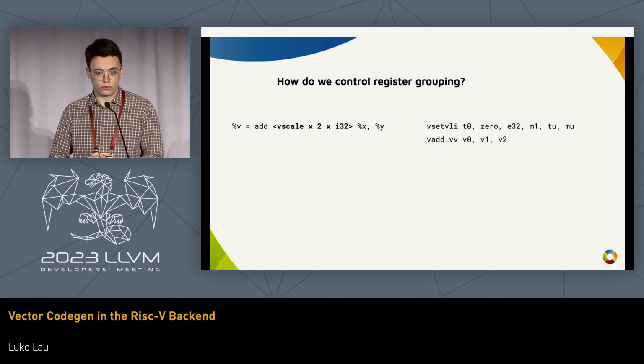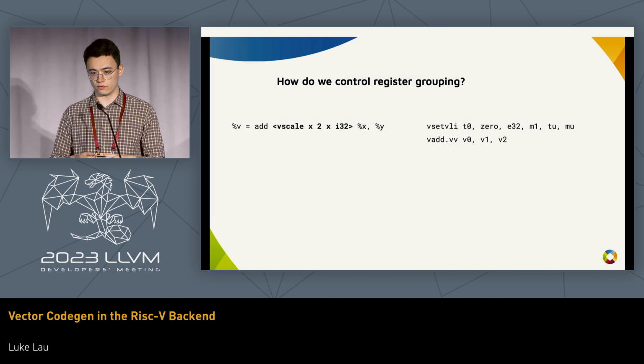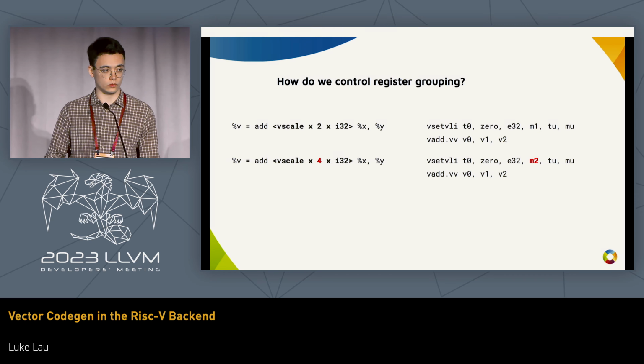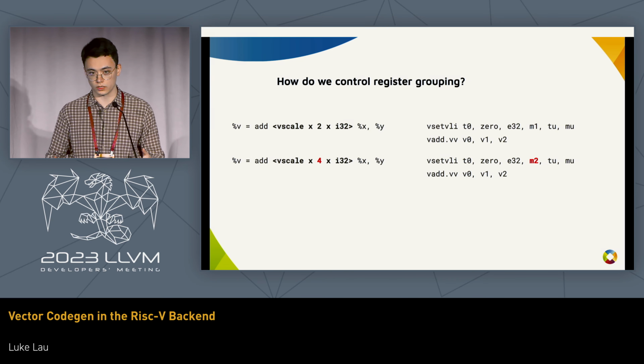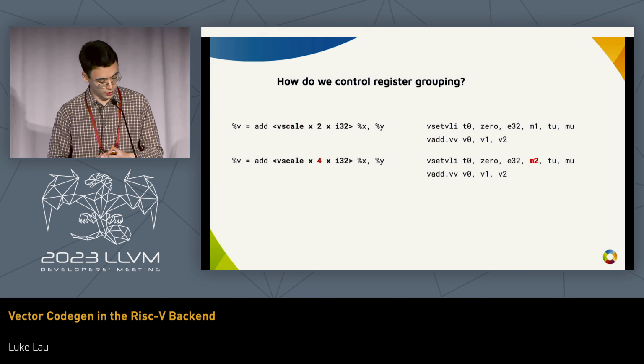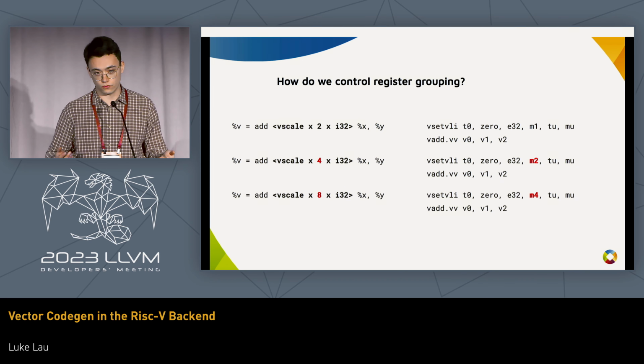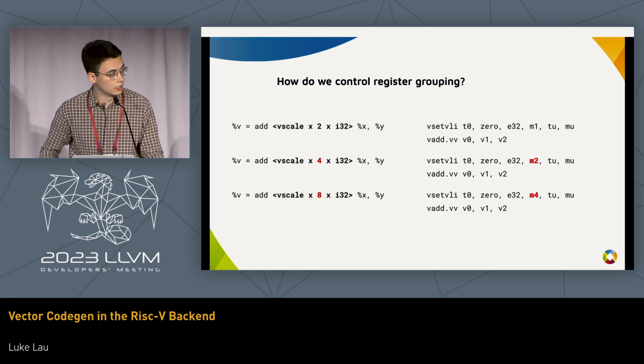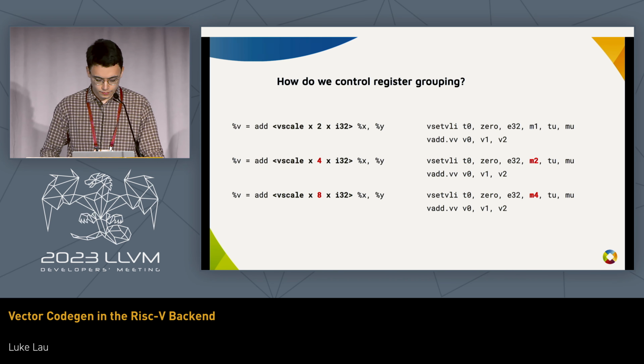But what if we were to create a type that was like vscale times 4 times I32? Well, that's going to take at least 2 vector registers to fit. So naturally, we just map that to lmul equals 2. We'll start grouping the registers together. And so on and so forth, we can just keep on using larger lmuls if we just increase the size of the vector type.